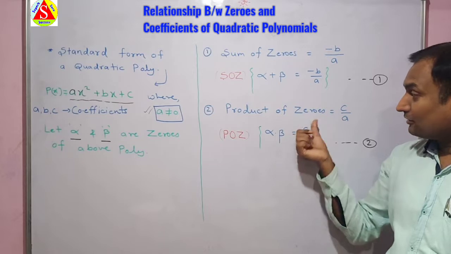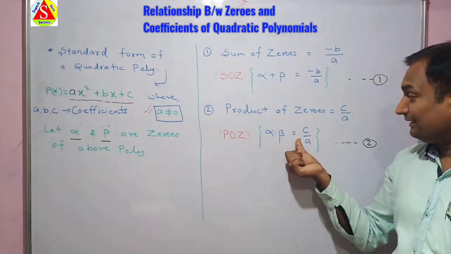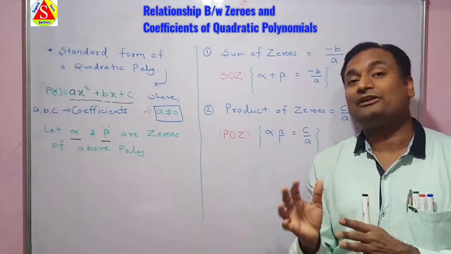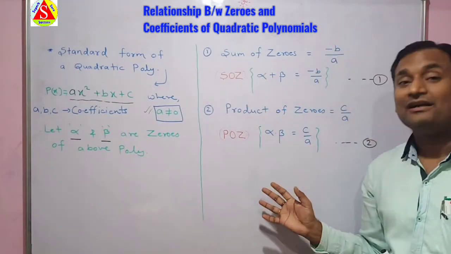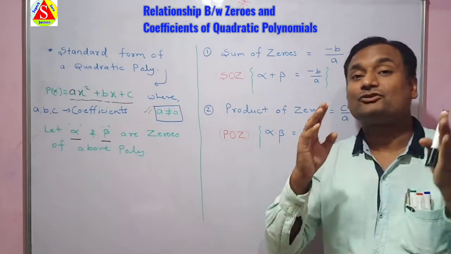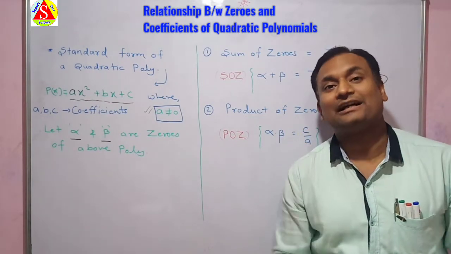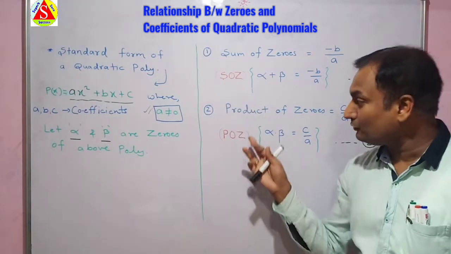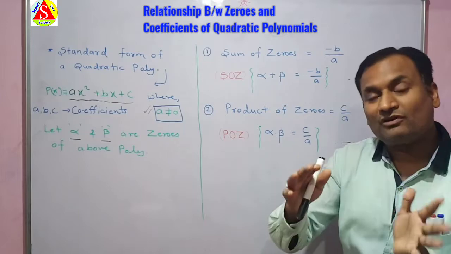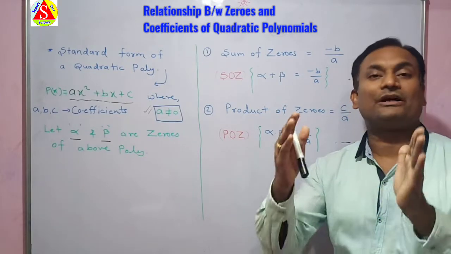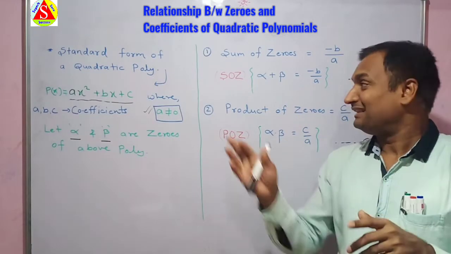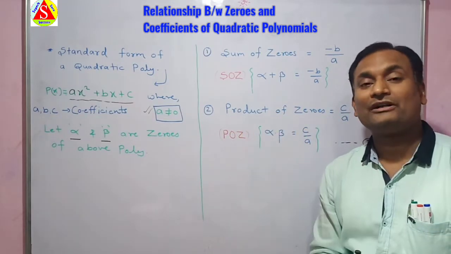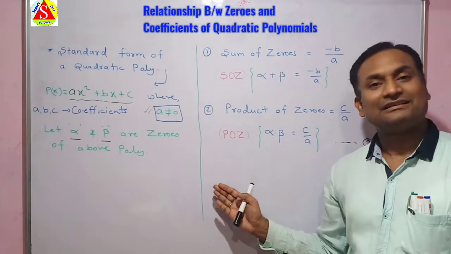Similarly, the product of zeros, that is alpha into beta, is given by c by a. Now after this we are going to use this formula in exercise 2.2 of the NCERT book. So dear students, please remember these two formulas before solving exercise 2.2, because these two formulas are required for exercise 2.2. That's why we have discussed this first.